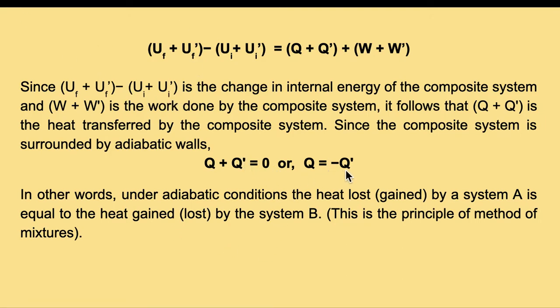Or Q is equal to minus Q prime. In other words, under adiabatic conditions, the heat lost or gained by a system A is equal to the heat gained. That means if A is losing heat, B is gaining heat. That is the meaning. The heat lost or gained by a system A is equal to the heat gained or lost by the system B. And this is known as the principle of method of mixtures.